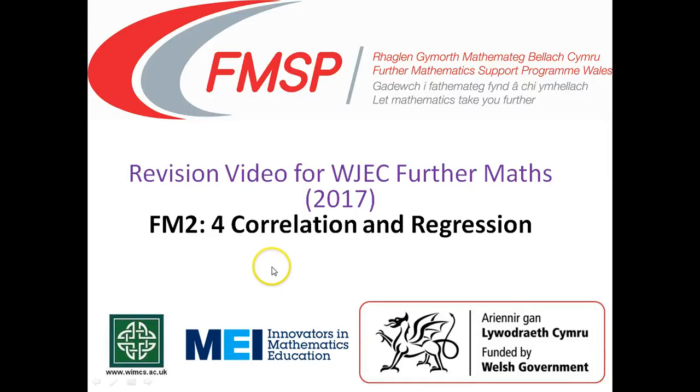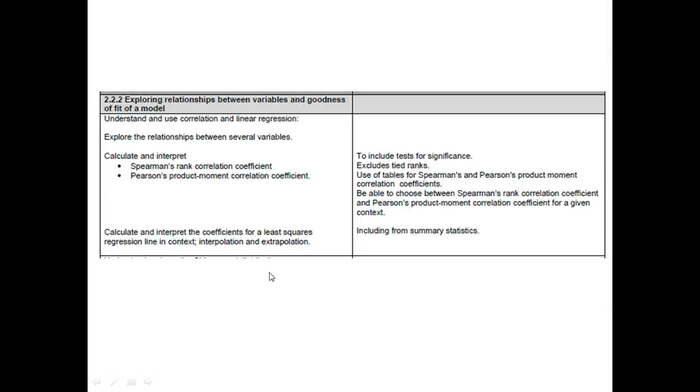FM2 for correlation and regression. The syllabus needs us to explore the relationship between several variables, including calculating Spearman's rank correlation coefficient, Pearson's product moment correlation coefficient, and working out least squares regression lines.